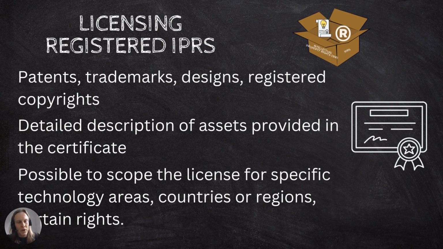So, okay, speaking more specifically about each category, licensing registered intellectual property rights. In this category, I've put patents, trademarks, design rights, and registered copyrights, because for copyrights, the registration is possible, but it's not required. It also includes respective applications for registration. A detailed description of these assets is provided by the official certificates, which simplifies the definitions.